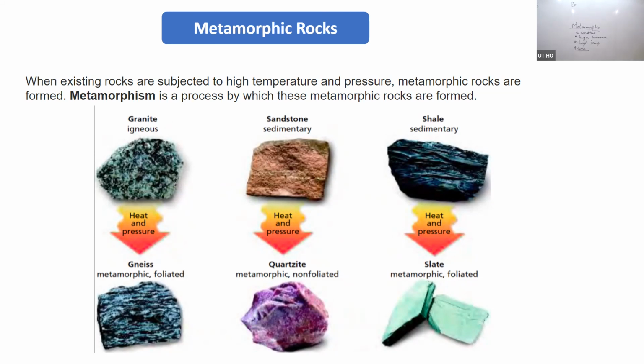So granite with heat and pressure changes to metamorphic, which is foliated. Foliated means in layers. It changes to gneiss. Sandstone, which is sedimentary, changes to quartzite, which is metamorphic, non-foliated. Shale, which is sedimentary, you can see the layers in shale. With heat and pressure it changes to slate, which is metamorphic and foliated, in layers.